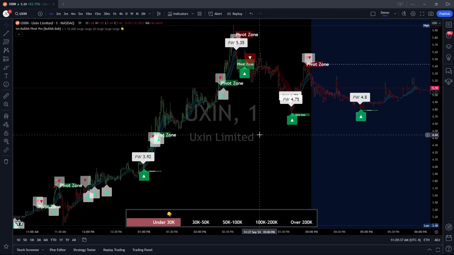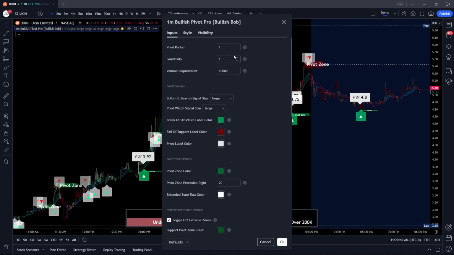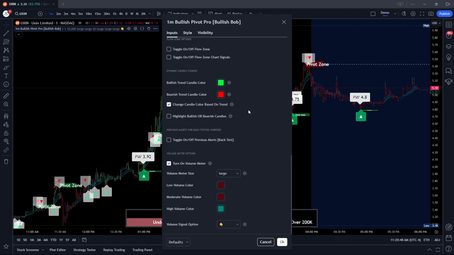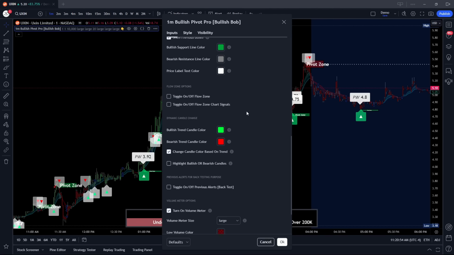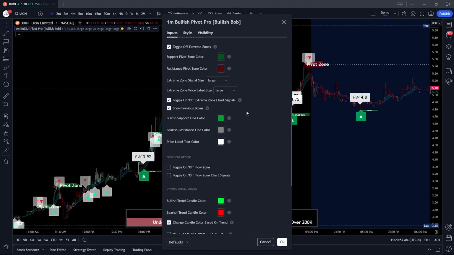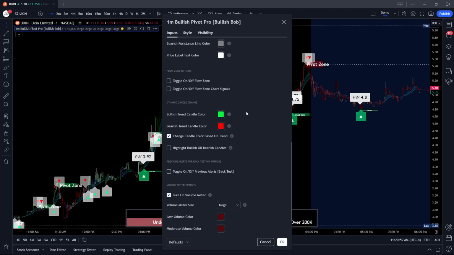But guys, that's it. Quick demonstration. The 1 Minute Bullish Pivot Pro. Open it up. Look at the settings. You can change some of the settings here. See how the results fare for you. If you want to increase the number of results you get, you can do that. If you want to decrease the number of results you get, have a little bit more selective results, you can do that as well. And there's a lot of options in here. So check it out, guys.